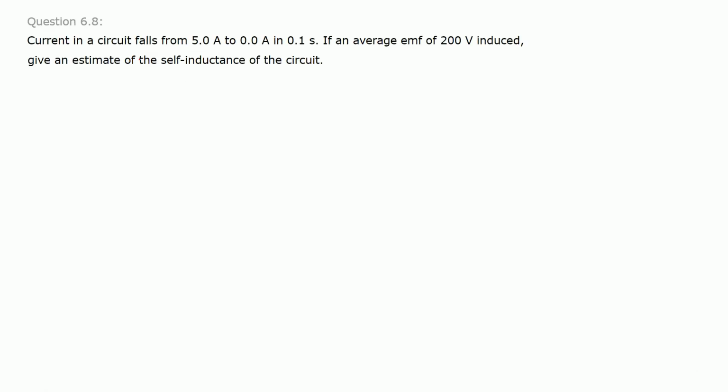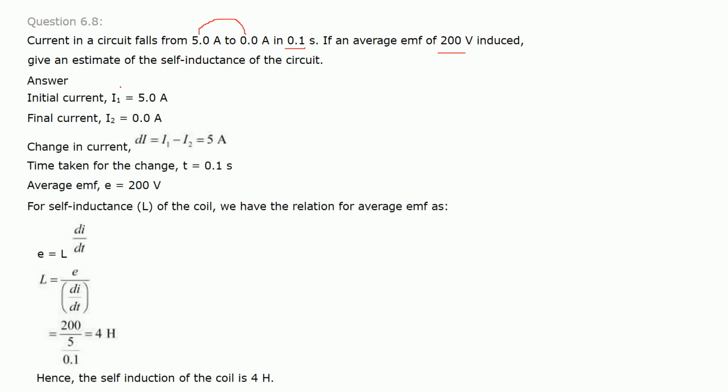Current in a circuit falls from 5 to 0.0 in 0.1 second. If an average EMF of 200 volt is induced, give an estimate of the self-inductance of the circuit. So in this case, the initial current I1 is 5 ampere, I2 is 0 ampere. So what is the change in the current? dI will be I1 minus I2, that is 5 minus 0. The time taken to change is 0.1. So the average EMF is also given.